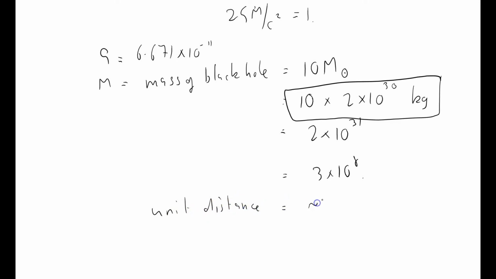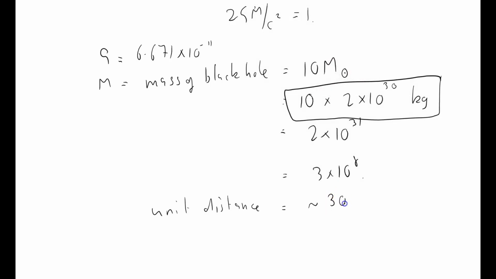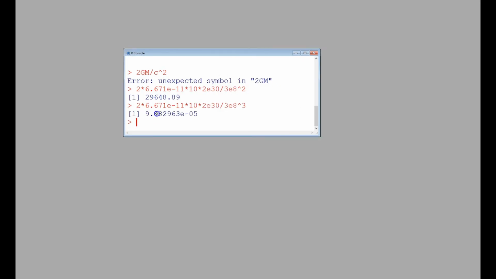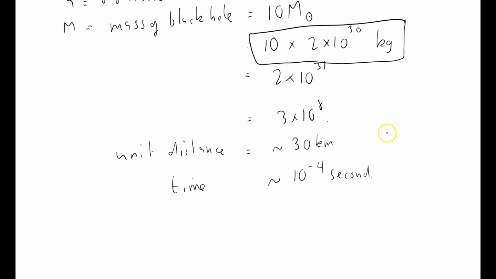equals approximately, was it 30 or 15? There's a factor of 2 which always drives me nuts. It was 30 kilometers. 30 kilometers for a 10 stellar mass black hole. And our unit of time was approximately 10 to the minus 4 of a second. And with these units here, 2GM over c squared equals 1.